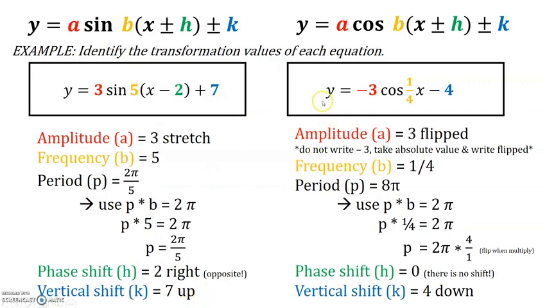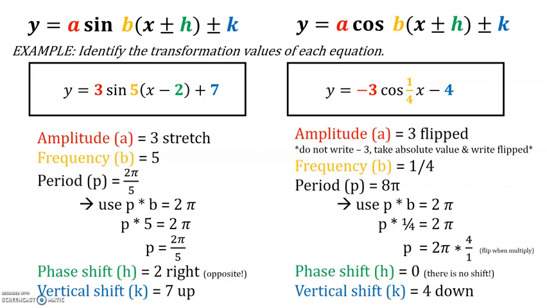Next one over here, we have y equals -3 cosine of 1/4 x minus 4. So we start with our a value. Our amplitude is 3 and we know it's flipped. Then our cosine of 1/4 x. So now what's the value in front of our x? That's our frequency. So our b value is 1/4.